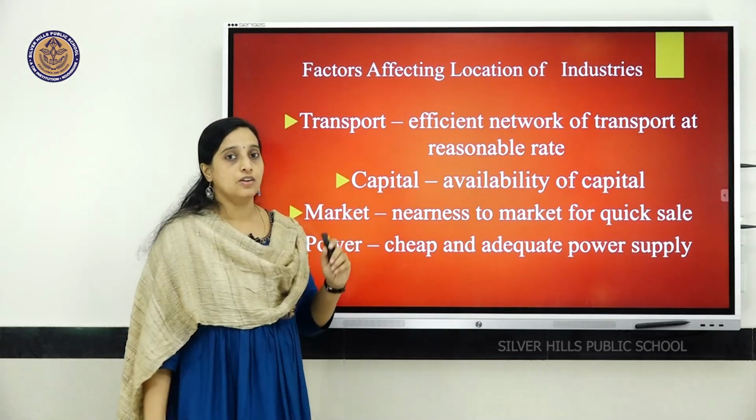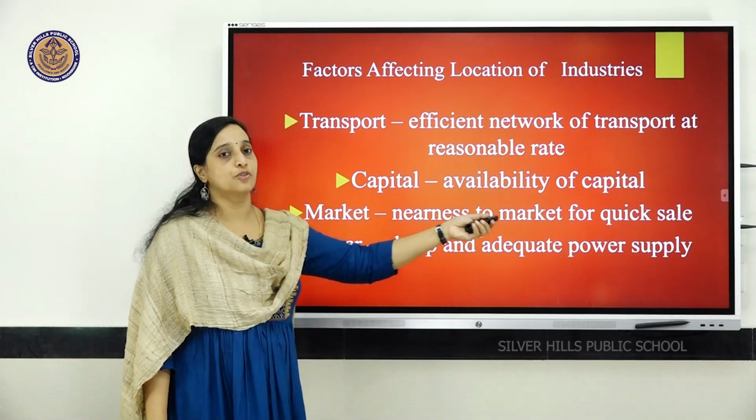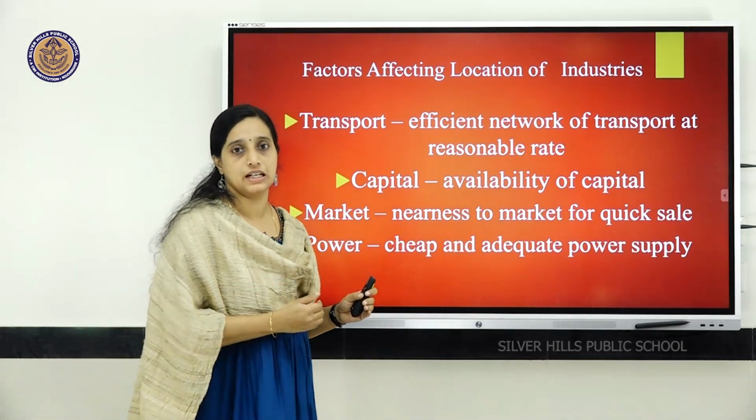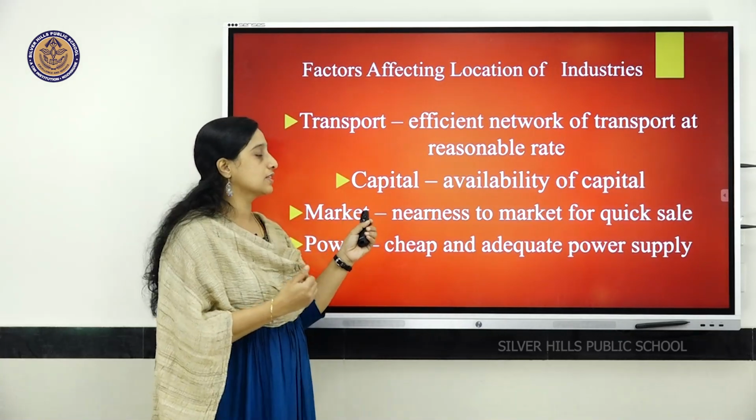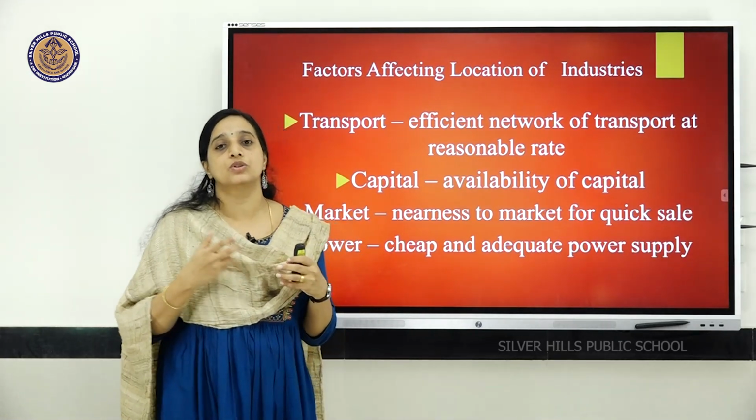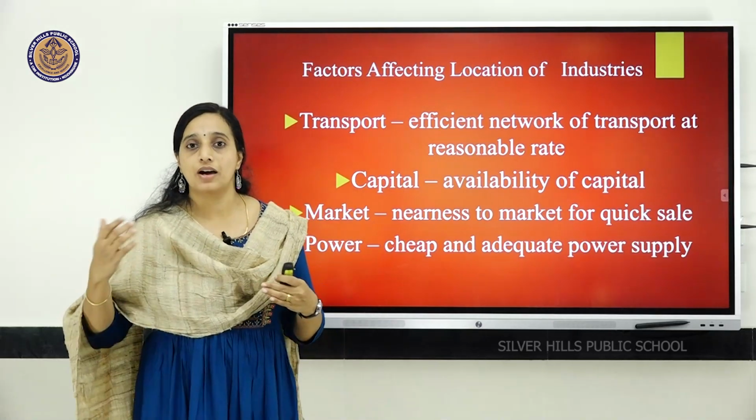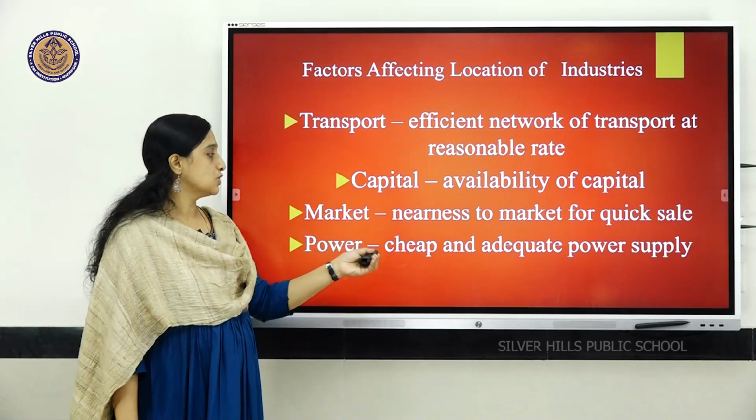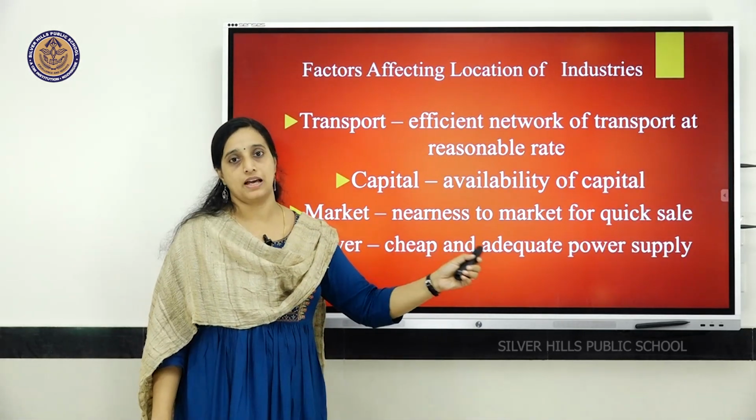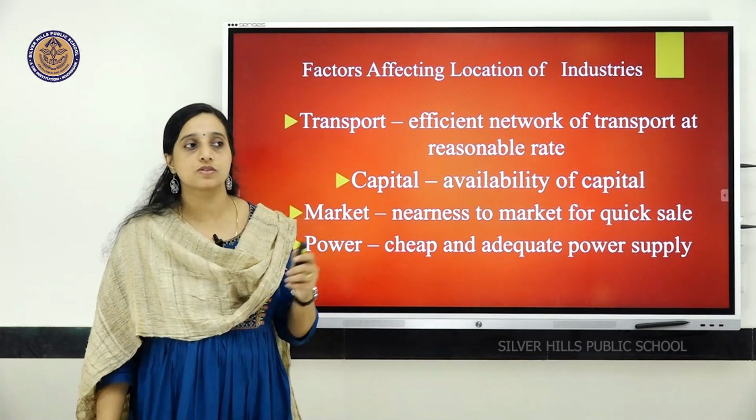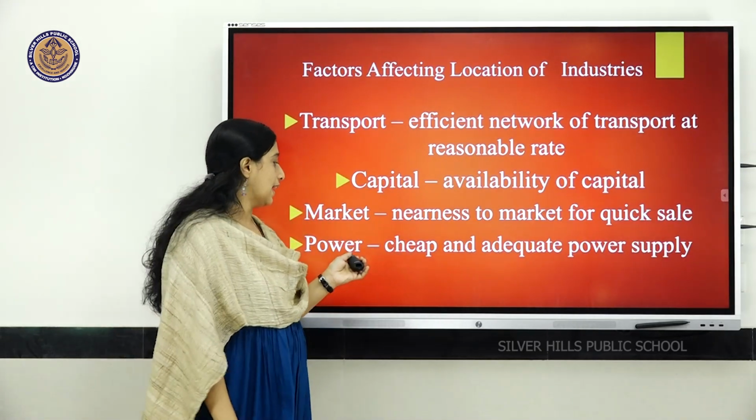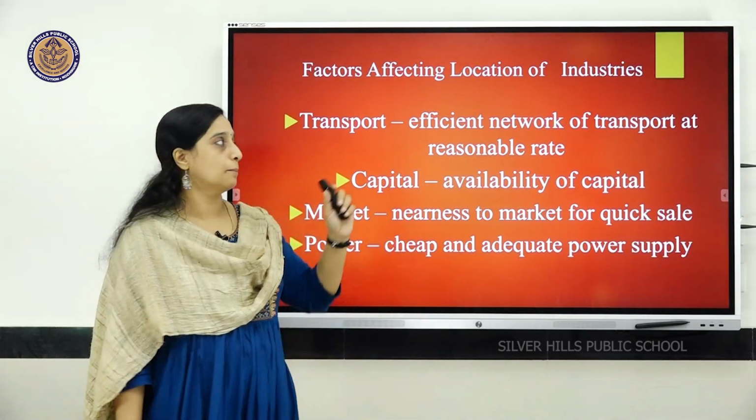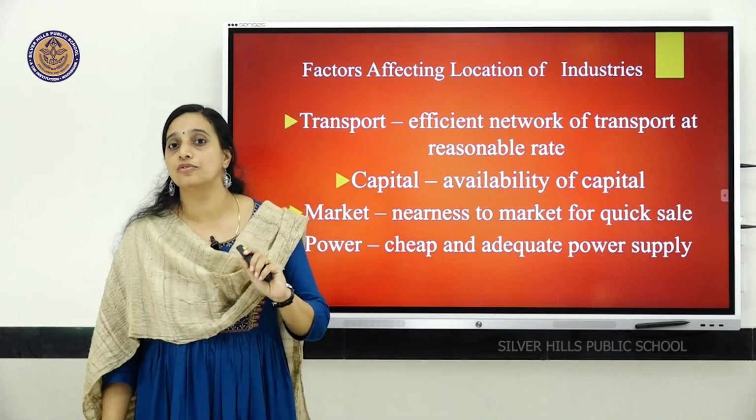The market: the nearness to the market for a quick sale. The cost of production is very important in industry, so the market should be nearby, so we don't have to carry finished goods far away. Power supply: cheap and adequate power supply. Energy is a key source for any industry to work, and it should be adequate and cheaply available, which is very important for the location of industries.